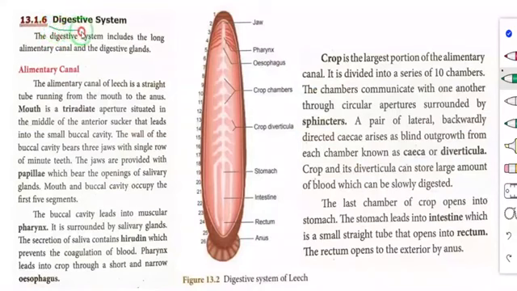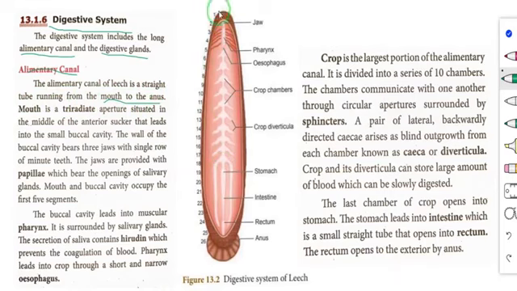Digestive system of leech. The digestive system includes the long alimentary canal and the digestive glands. So first let's see the alimentary canal. The alimentary canal of leech is a straight tube running from the mouth to the anus.